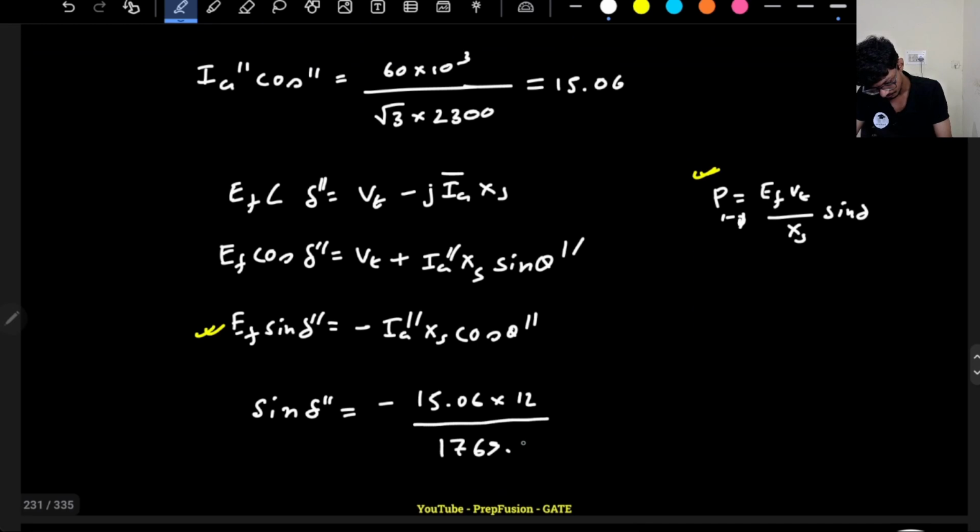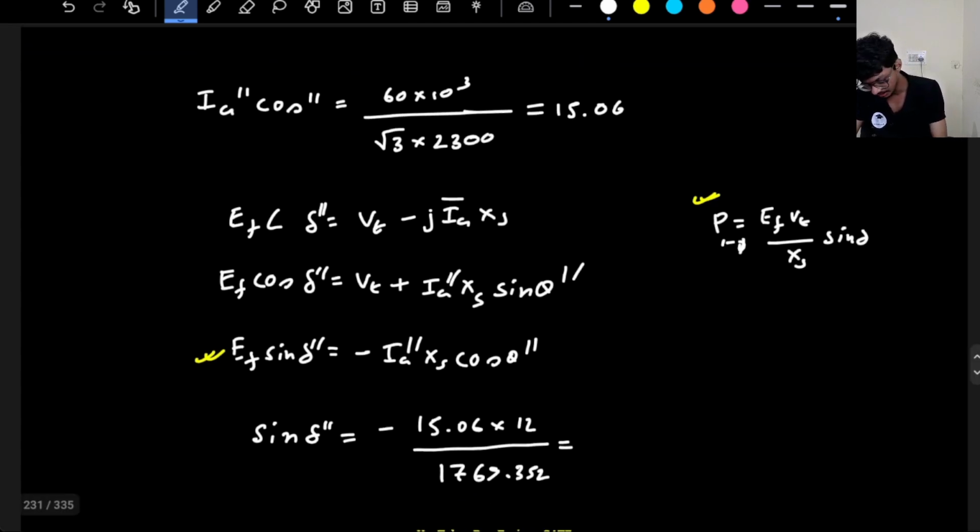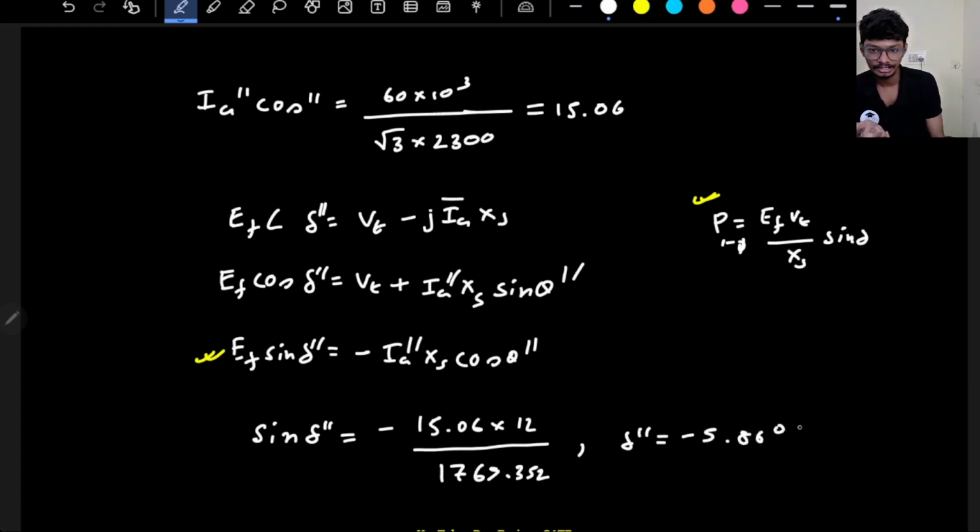1769.352. So this into 12 divided by 0.352, sine inverse. So it is negative. So delta right now reduces. So your delta double dash is minus 5.86 degree. Okay, so your delta obviously will change. It will become minus 5.863 degrees.